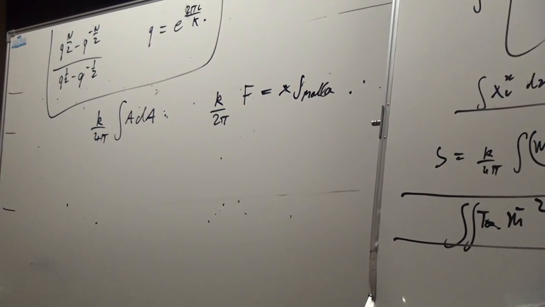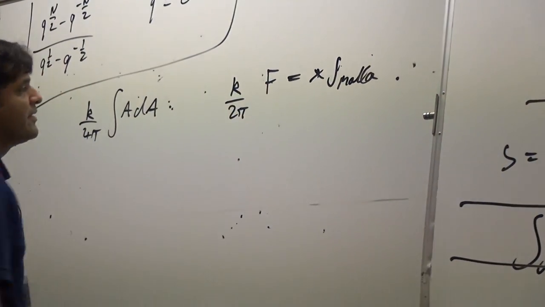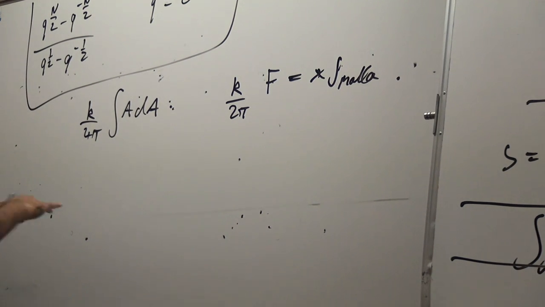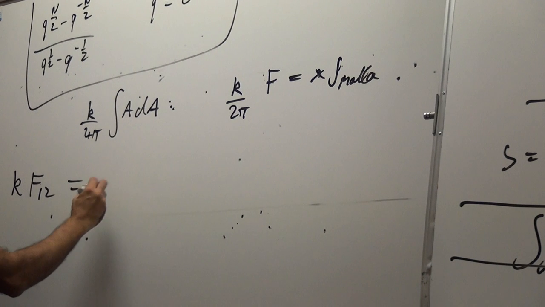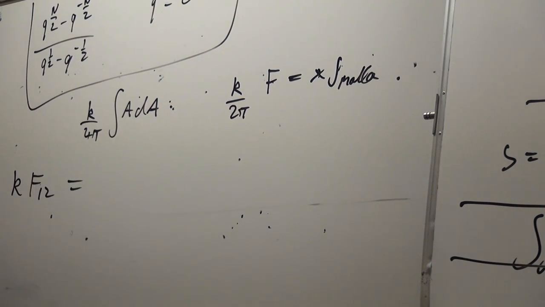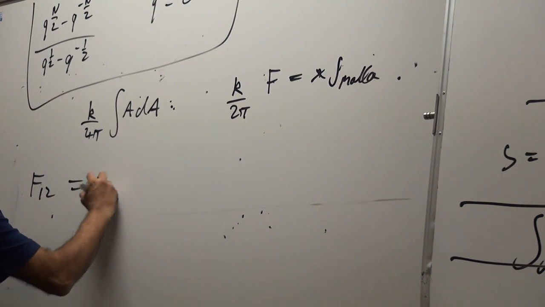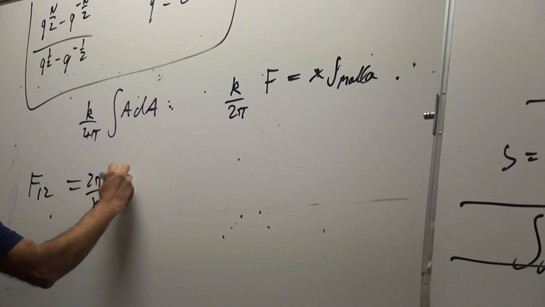Okay? So now let's look at the 1-2 component of this equation, the space component of this equation. That's k F12 is equal to J0, so F12 is equal to 2 pi by k times J0.